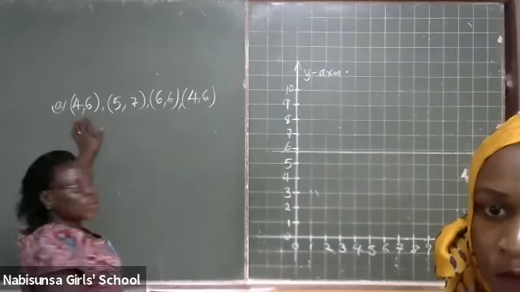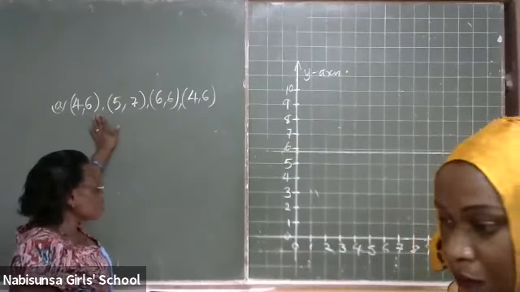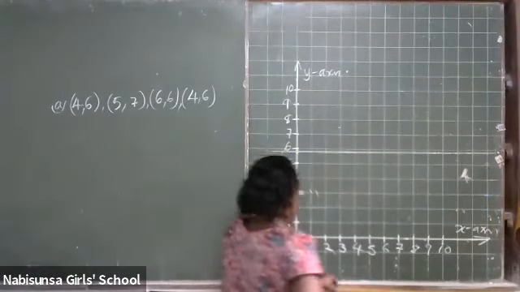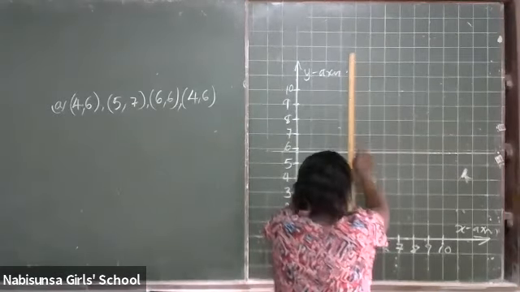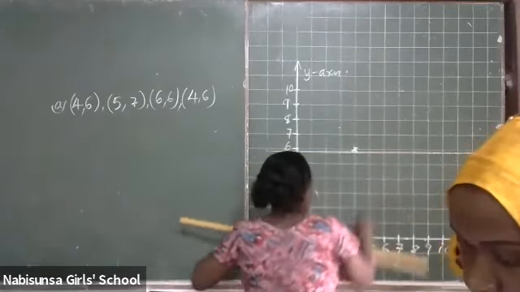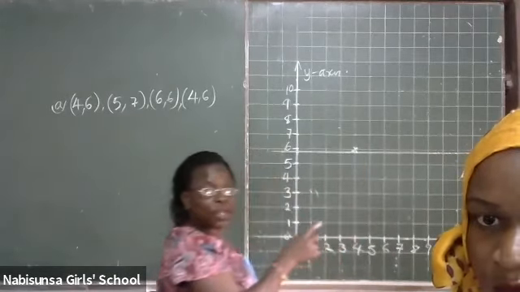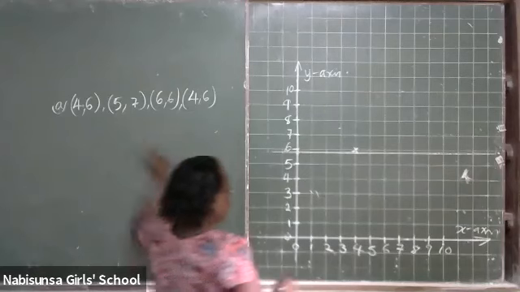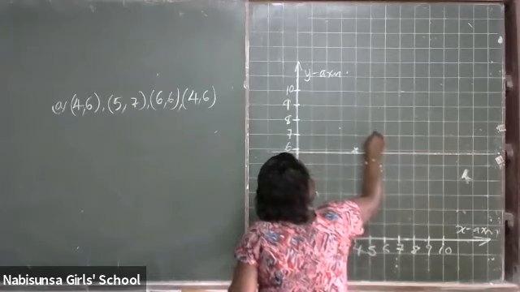So we know that the x coordinate comes first, then the y coordinate comes second. So we are plotting 4 on the x and 6 on the y. Where do they intersect? It is at that point. 4 on the x and 6. That is our first point. The second point is 5, 7. 5 on the x-axis, 7 on the y-axis.